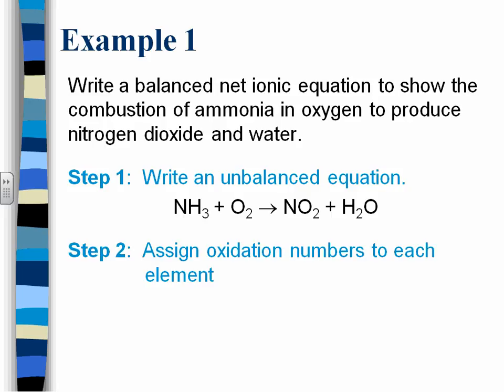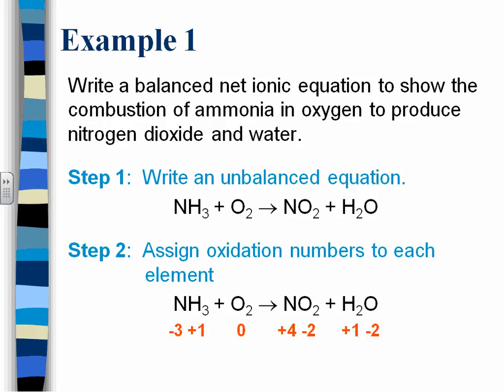Step 2 in this case will be to assign oxidation numbers to each element. So this, I hope, should be easy for you right now. If I just rewrite my equation there, and I assign my oxidation numbers using those 7 rules from the last video, I get these answers here. Now, I'm not going to show you how I got all of those, because that is in the first video, but at least you can kind of see where that's going.